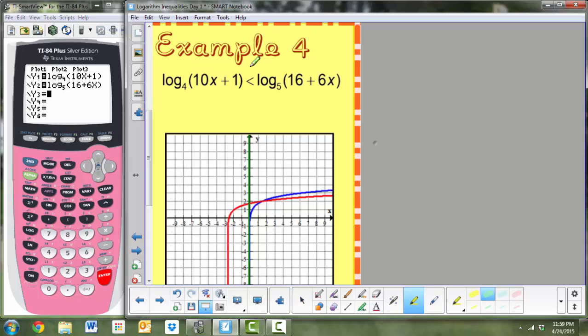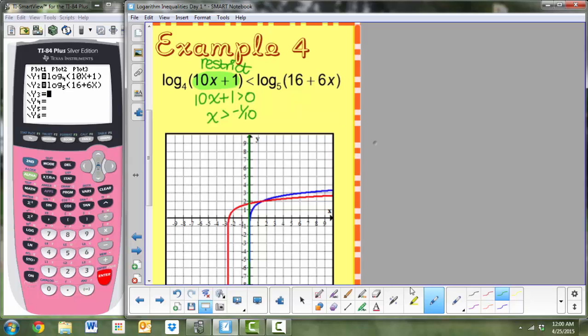Tricky thing, just like on the warm-up with logs: never argue with a negative person. So the arguments for logs can never be negative. No, no, no. Be very, very careful. So they do have restrictions. These are going to be different than all of those exponentials. So again, anything in green that I've highlighted, so this 10x plus 1, bigger than 0, always positive. So for the first one, I've got x is bigger than negative 1/10.